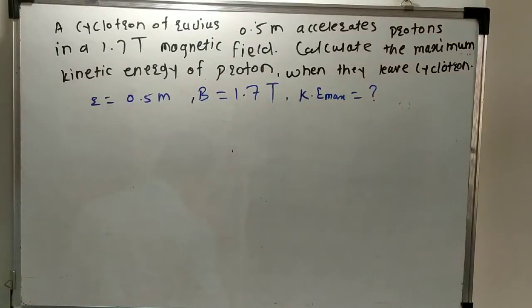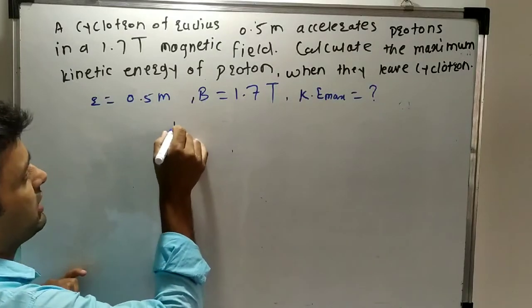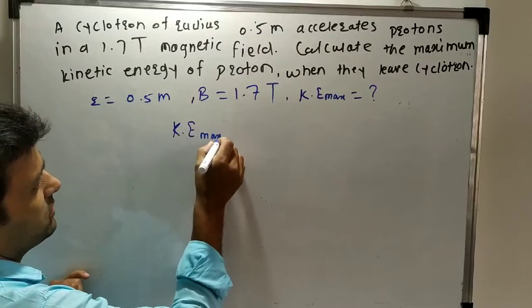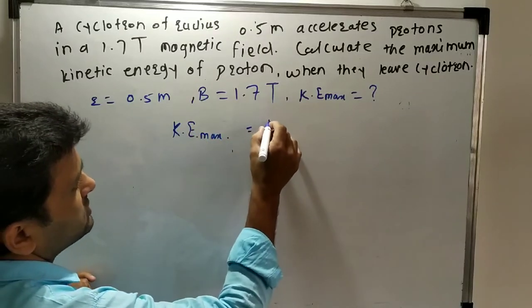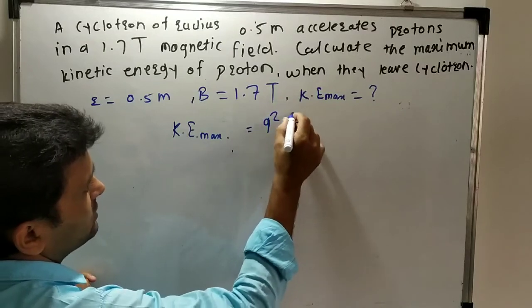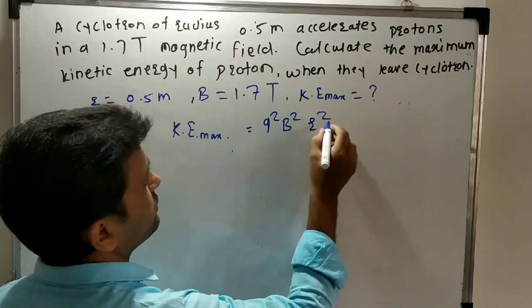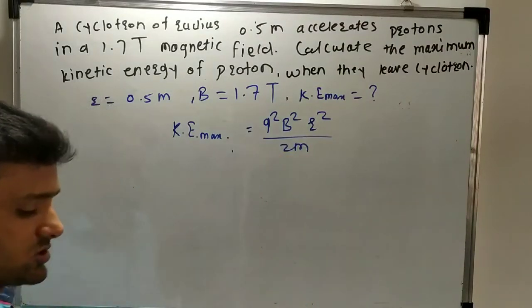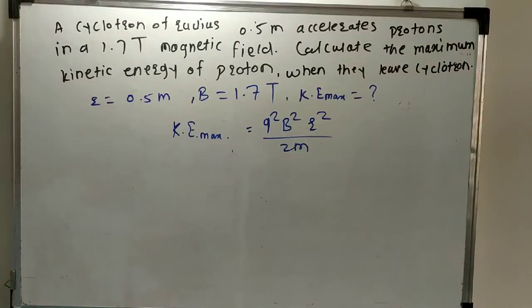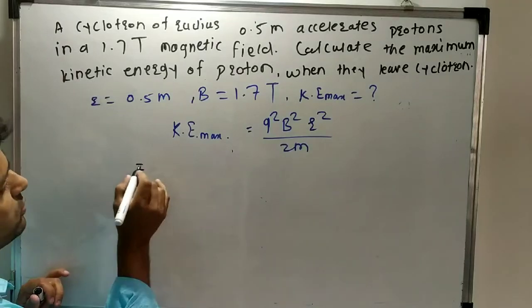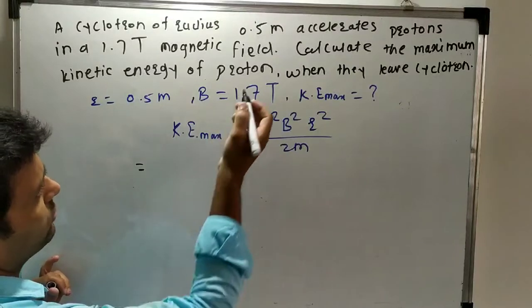So this topic is completely based on the cyclotron. The maximum kinetic energy is given by Q squared B squared R squared upon 2m. This is the formula for the maximum kinetic energy of charged particles. If you put in all the values, then what is the value of Q? What is the charge on the proton?